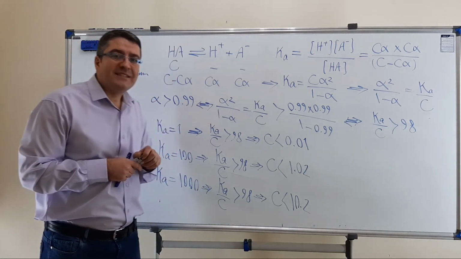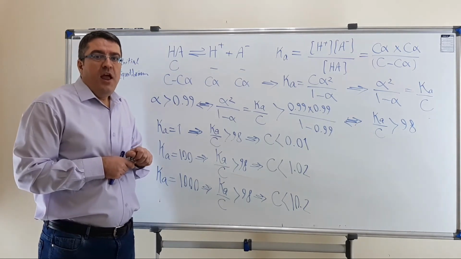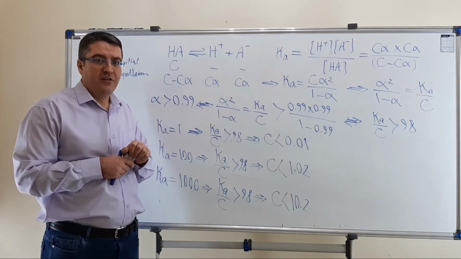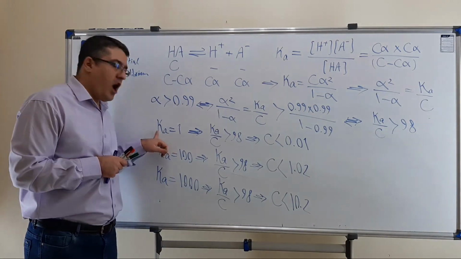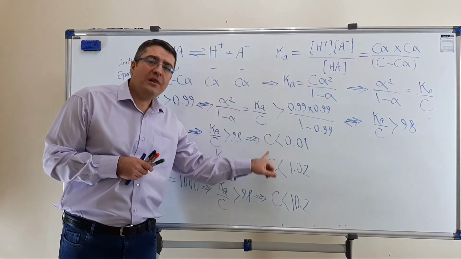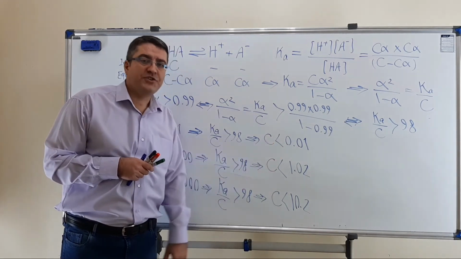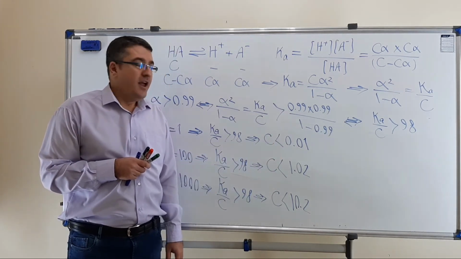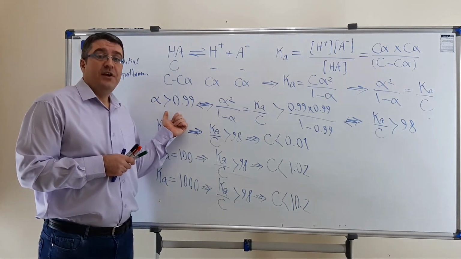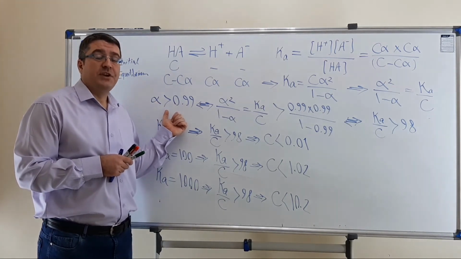But for acids which are a little stronger than the conjugate acid of the solvent, their acidity constant is close to 1. We see that only at low concentrations this inequality holds true, and the acid has complete acid dissociation.